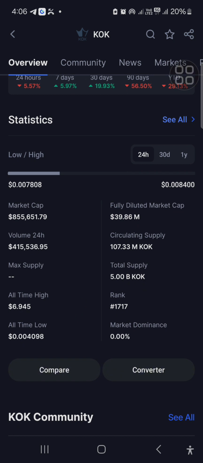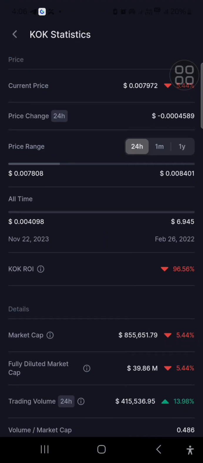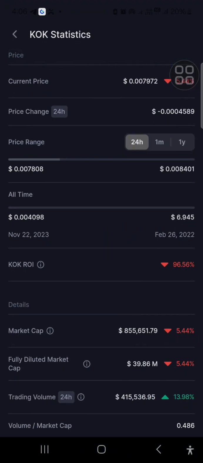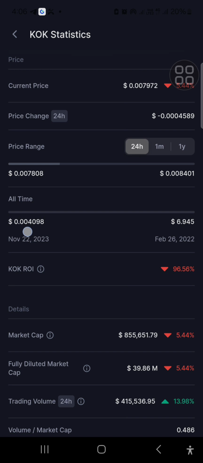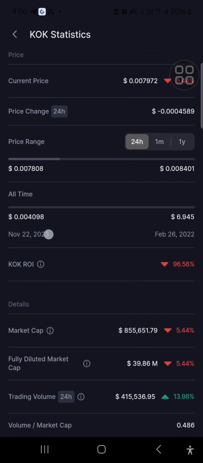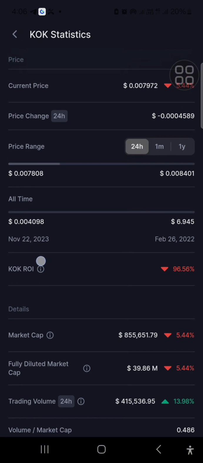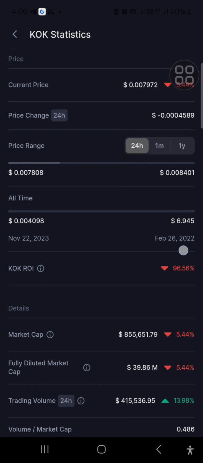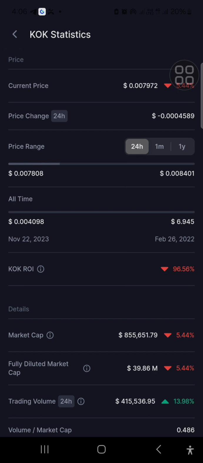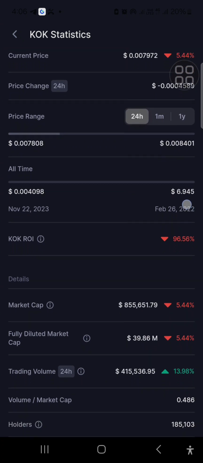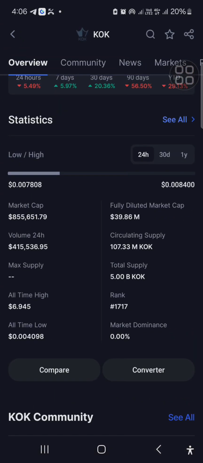All right, also you can check the all-time high and all-time low. You can click on it. It will show you the time it did its all-time high. You can see this one, the all-time low is 0.004098, and that happened on the 22nd of November 2023. The all-time high is February 26, 2022, where it did $6.9. So you can see, you can actually check everything about a particular coin.